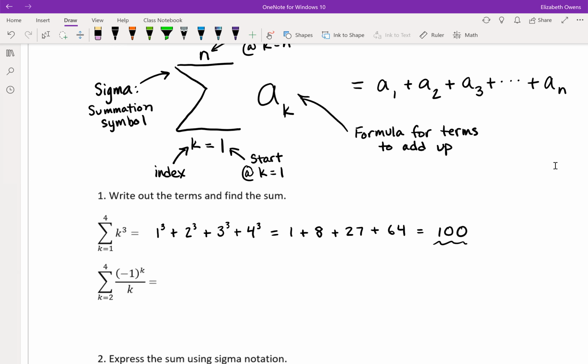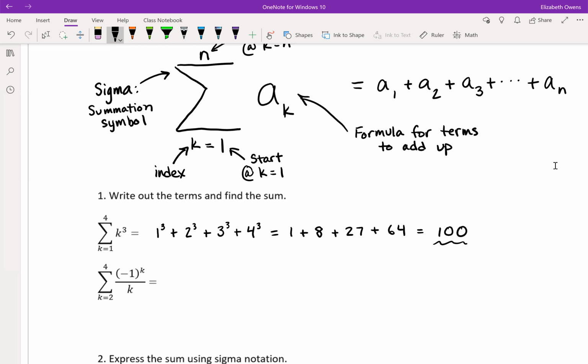And then the next one gets a little bit more fancy here. We're taking the summation from k equals 2 to 4 of -1 to the k over k. So notice how we do have a different starting index here. K equals 2 instead of 1 this time. We are still going to end at k equals 4. That's just a coincidence. There's nothing special about the number 4 for a finishing index. And then our formula is a little bit more interesting here.